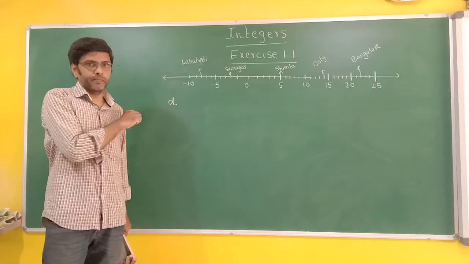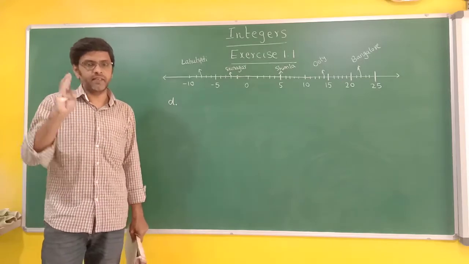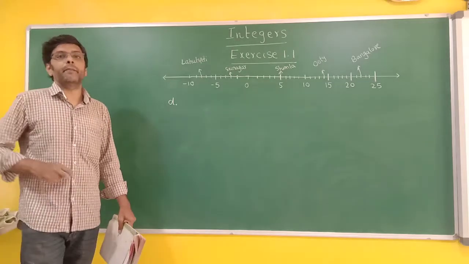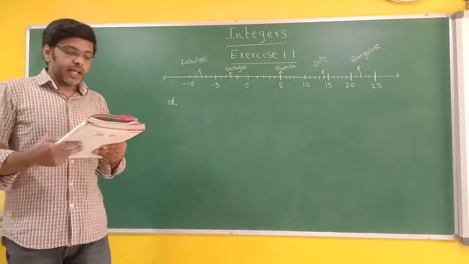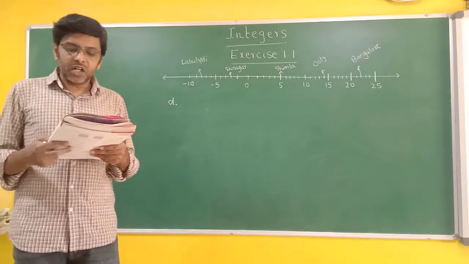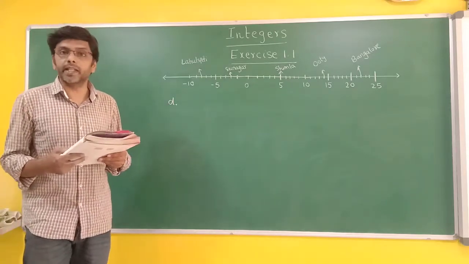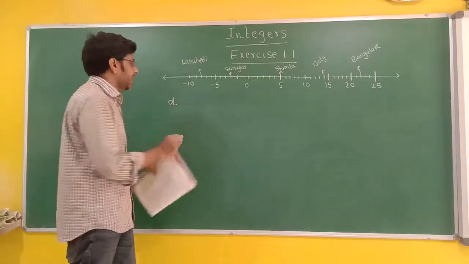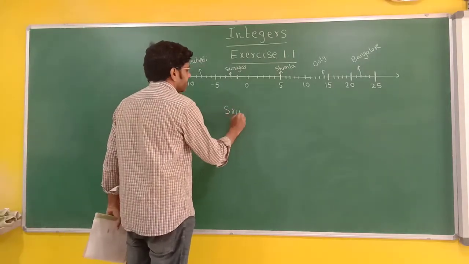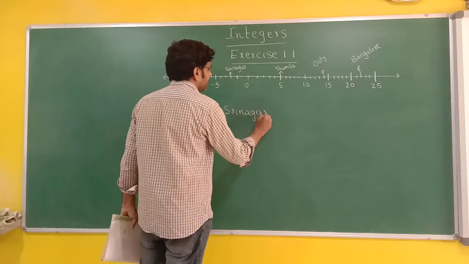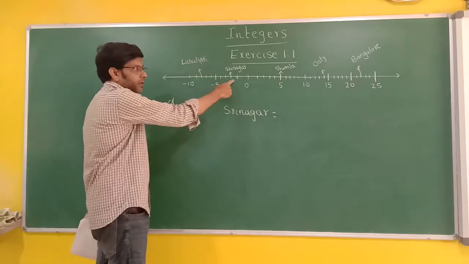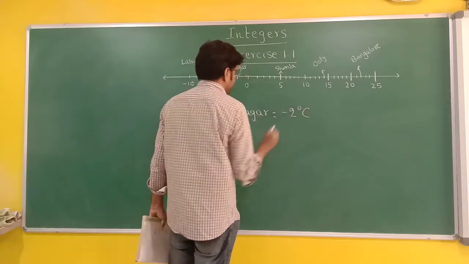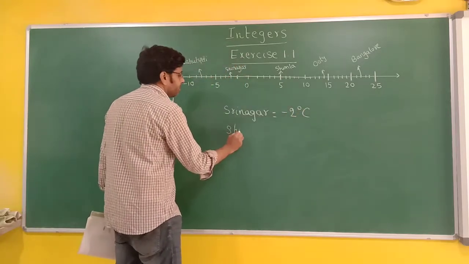Next, D1. We completed the first Roman numerals A1, B1, C1. Now we are doing the last problem in the first question, D1. I am reading the question, listen carefully. The temperature of Srinagar and Shimla taken together means addition. See, I am writing the temperature of Srinagar. What is the temperature of Srinagar? Srinagar's temperature is minus 2 degrees Celsius. And what is the temperature of Shimla?